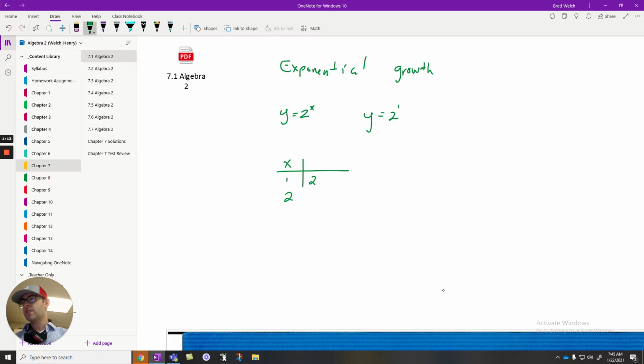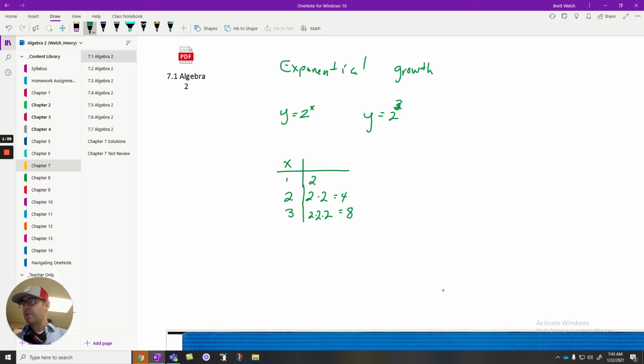But when x is 2, if I change this 1 to a 2, then it's 2 times 2, which is 4. Well, you might say, oh, it just went up by 2. Not a big deal, Mr. Welch. But if I let x become 3, now I have 2 times 2 times 2, and we know 2 cubed is 8.